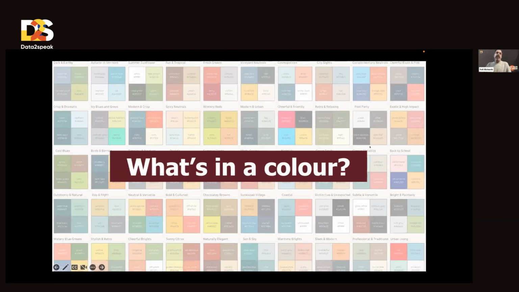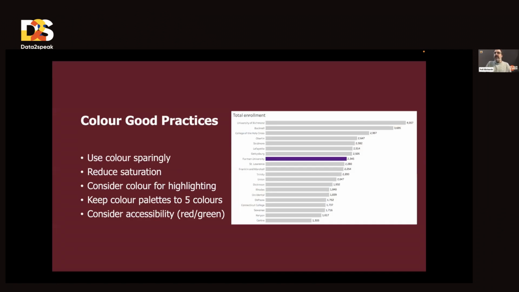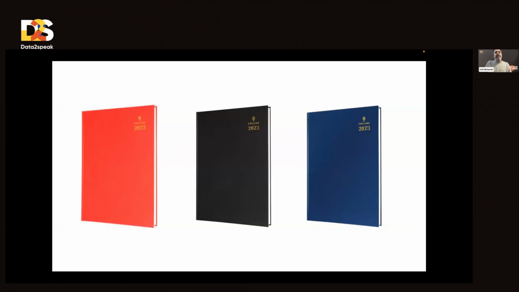Okay, so I'm going to frame this talk with an example of one of each of these questions. My first basic question is, what's in a color? We all think about colors in data visualization, and the good practices that you might have heard would be: use color sparingly, keep the number of colors down, reduce the saturation, and use a highlight color rather than throw different colors at it. And always consider accessibility. Often when we consider accessibility, the first thing we learn is red-green color blindness. So that's an example of a very simple chart with muted colors. But there's always more to color than you think.